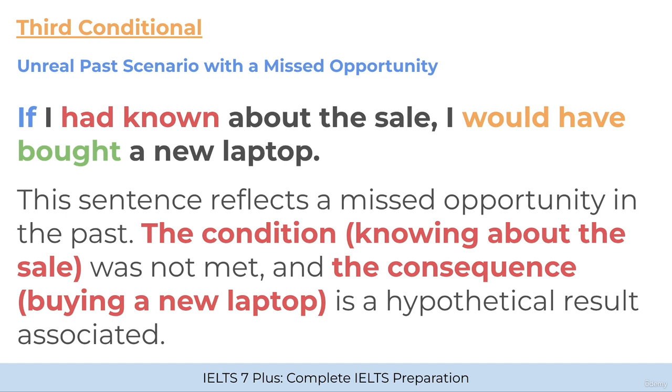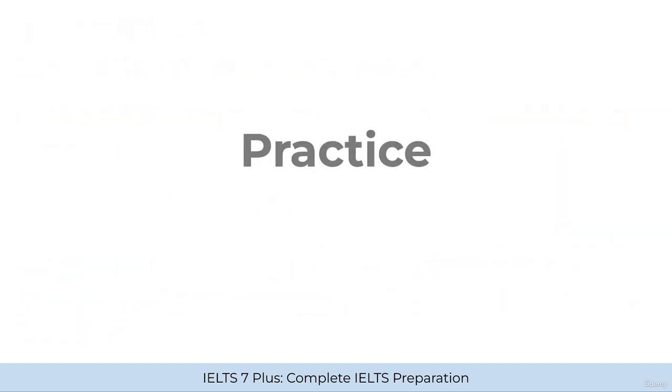So this speaker, this subject here, did not in fact know about the sale, but they've imagined a situation in which they did. And what would they have done? A hypothetical result of this, they would have bought a new laptop. Okay, so that's a lot of information about second and third conditionals. Let's have a practice and see how we get on with these ones.